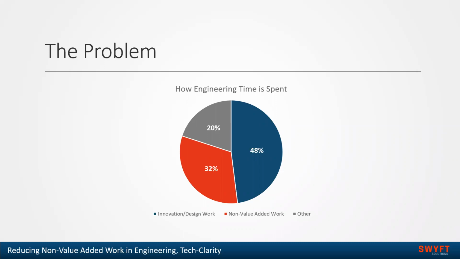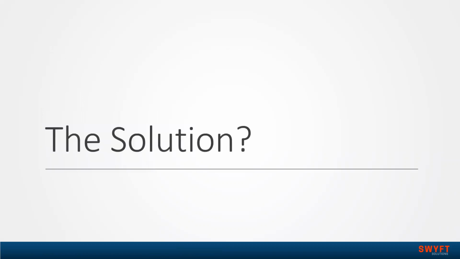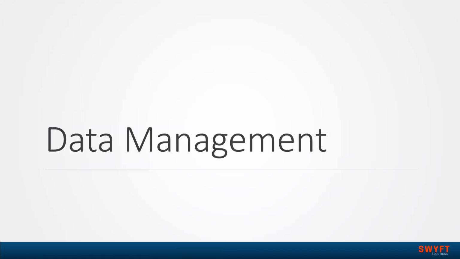And this was over a survey of, I believe it was thousands of engineers across the industries. They polled people on what this non-value added work people were losing time on was. And it was things like searching for information, collecting data for other people, incorporating changes made by others, recreating data you couldn't find, or working on out-of-date data as well. So if you don't have good practices, these can make you lose a lot of time in your day-to-day workflows, and it can be really important to make sure you cut these down as much as possible. Then we can take that 32% of time that we're wasting on these activities and incorporate it into our design work.